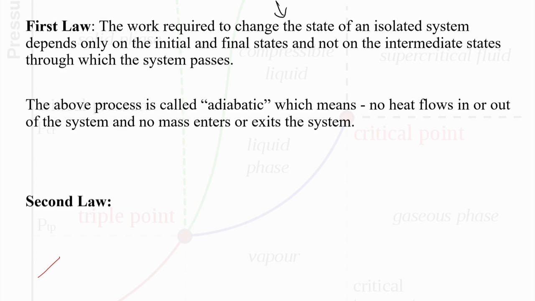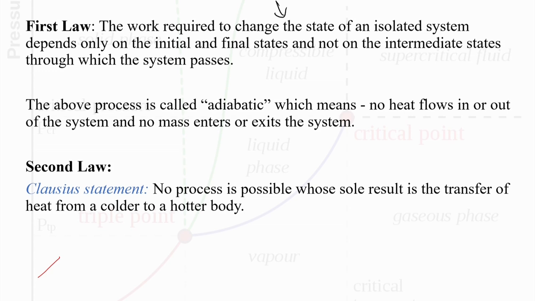So, what about the second law of thermodynamics? There are two equivalent statements which describe the second law, and I will prove the equivalence subsequently. Clausius stated the second law of thermodynamics in the following way: no process is possible whose sole result is the transfer of heat from a colder to a hotter body. You can see that this is a very intuitive formulation of the second law.